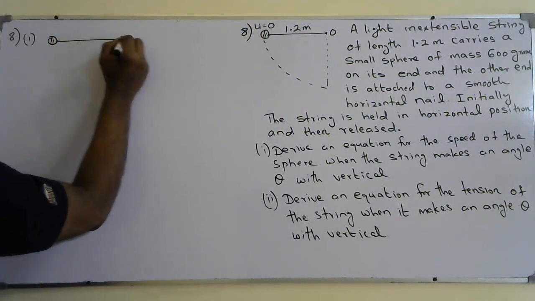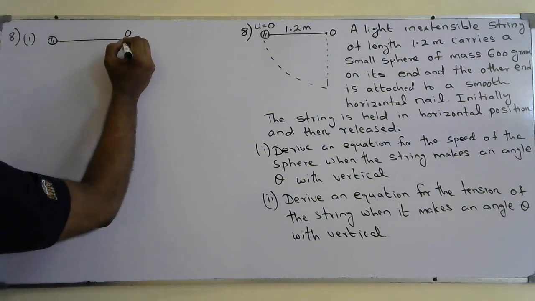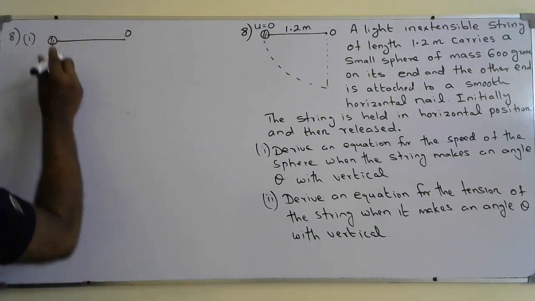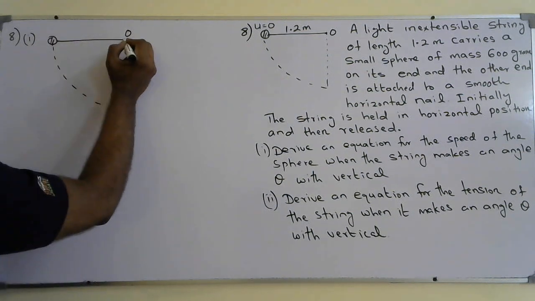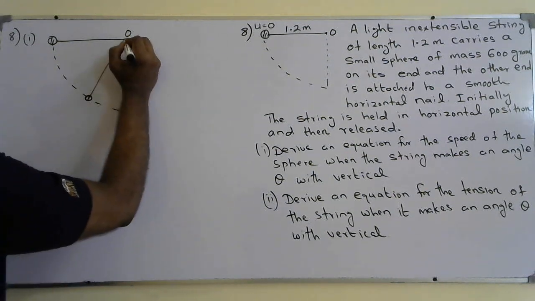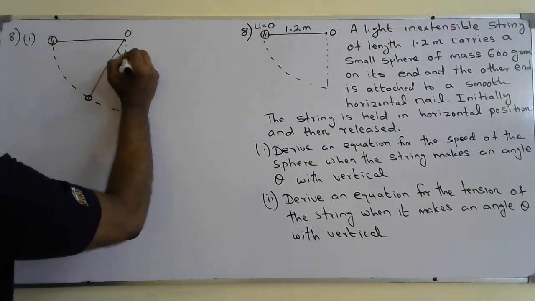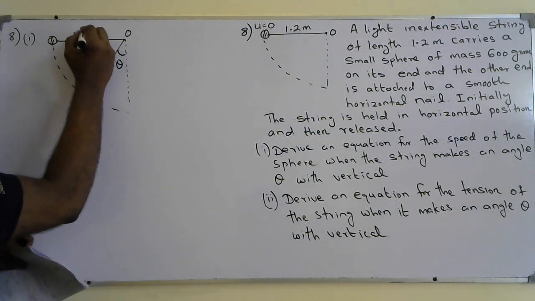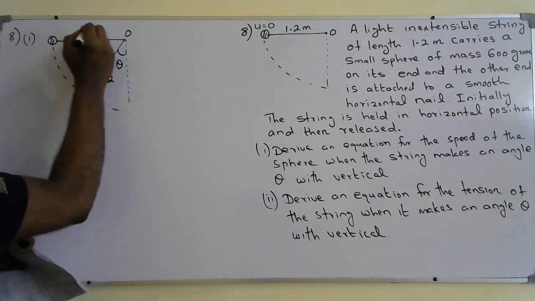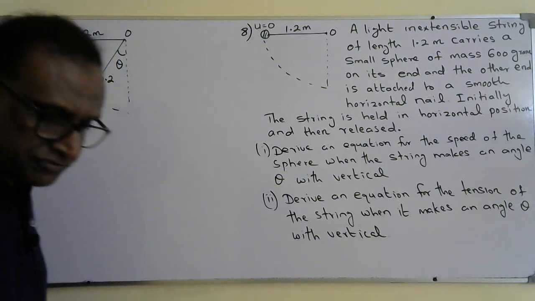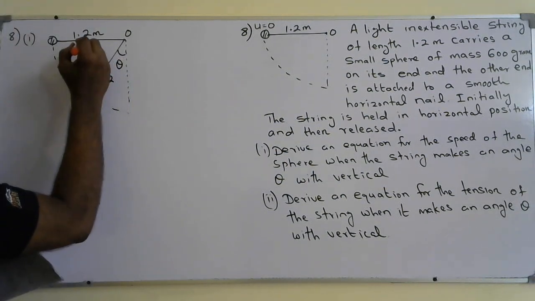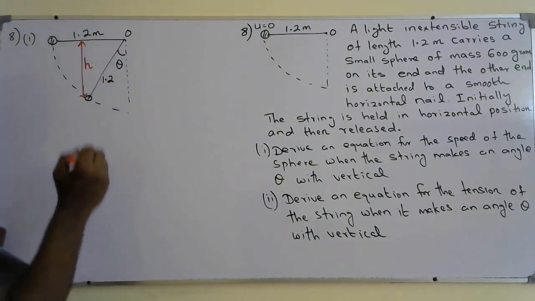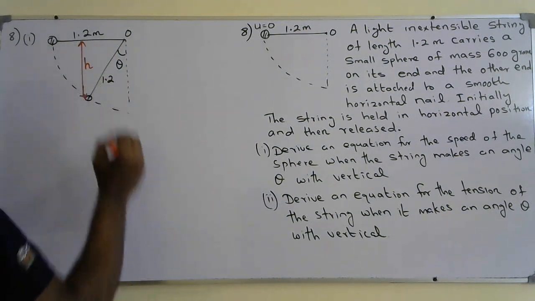So it was initially like this. This is the point O. It makes an angle theta with vertical. Something like this we can draw. The length of the string is 1.2 meters. So the vertical height the bob or the sphere has fallen, that is h. We know that h equals 1.2 cos theta.